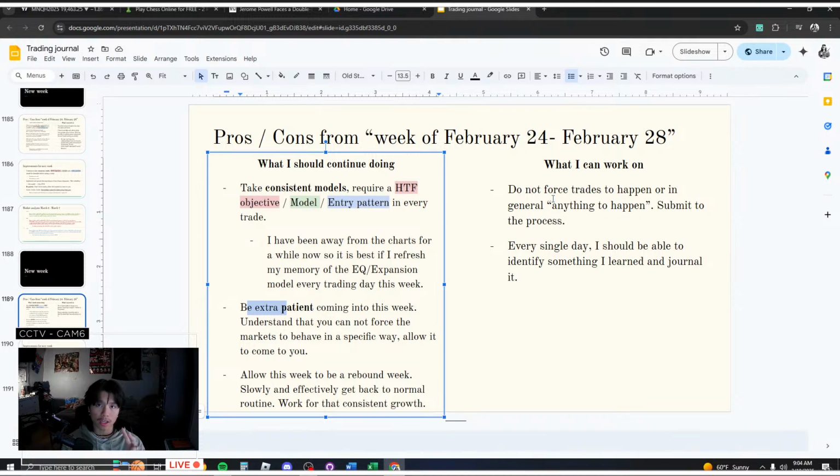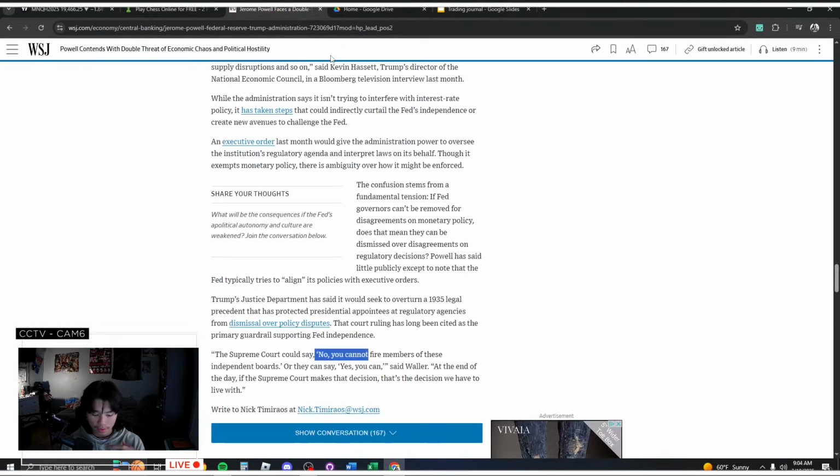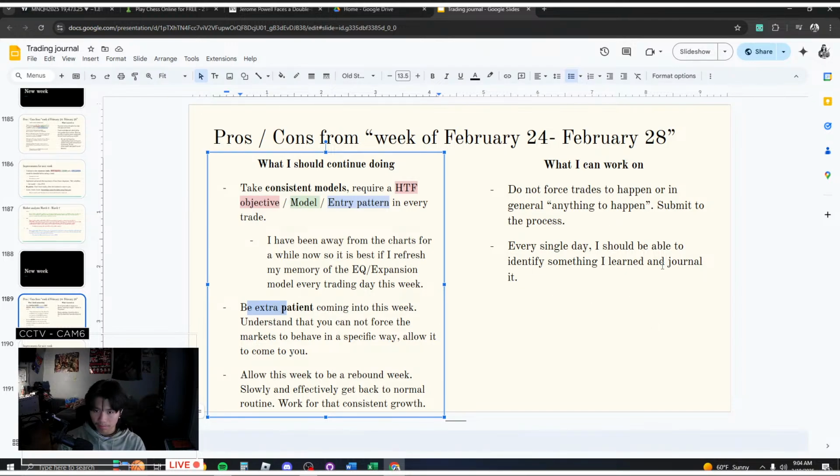Second, every single day I should be able to identify and journal something new that I have learned. So today I could talk about how Jerome Powell is facing internal difficulties within the Fed group, and having some misaligned views with the executive branch. That's something I can note. Noting something new that I have learned is key to growth.